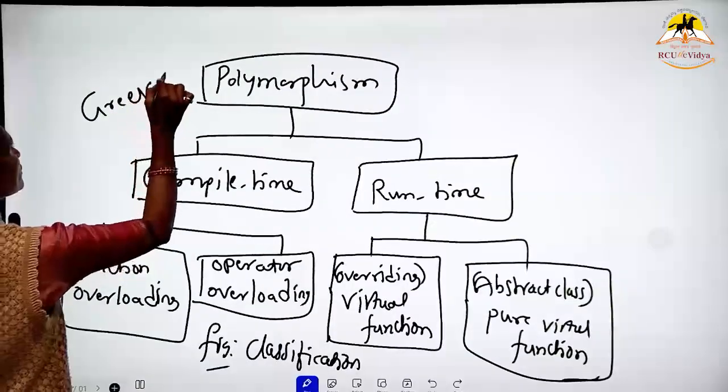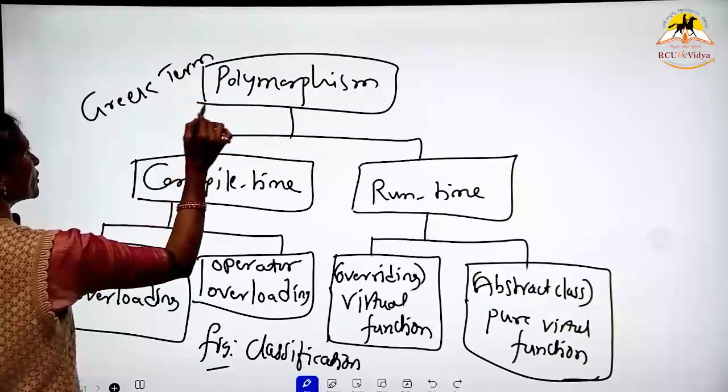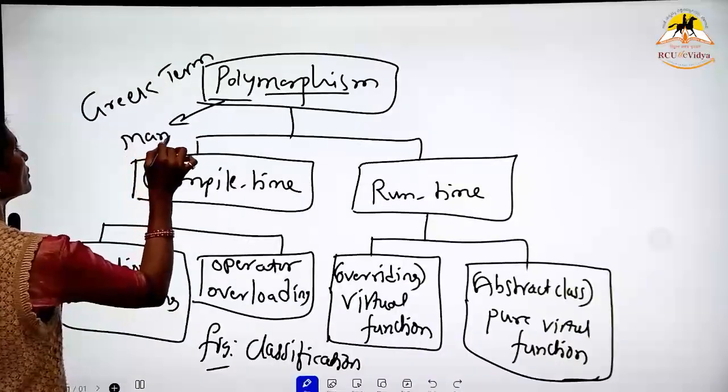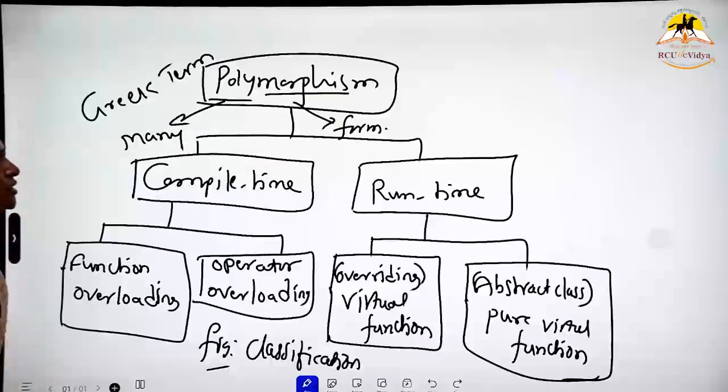Polymorphism is a Greek term. It divides into two components: poly and morph. Poly means many. Morph means form. So a single function can take more than one form, depending upon the number of arguments and type of arguments.